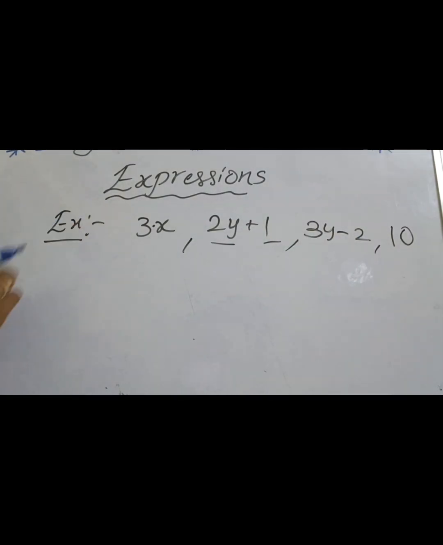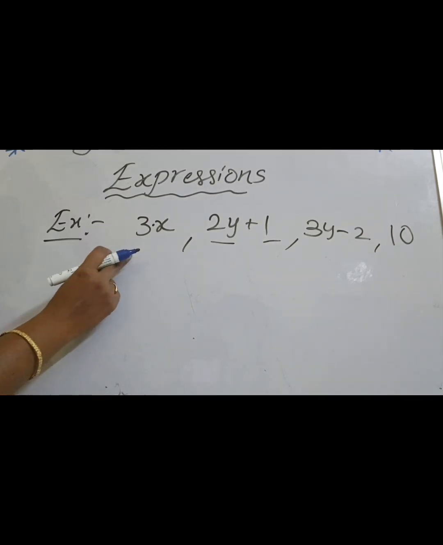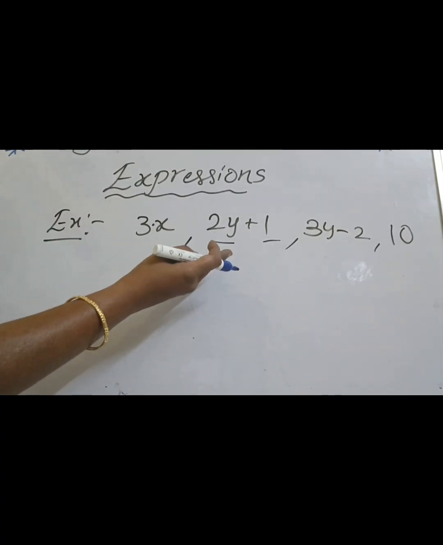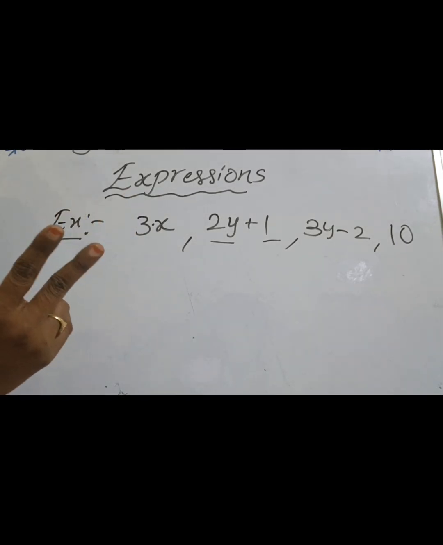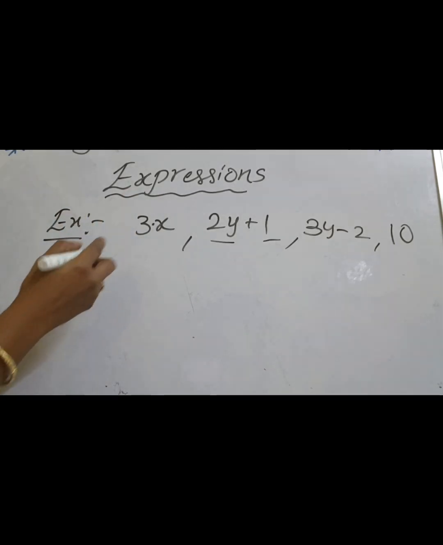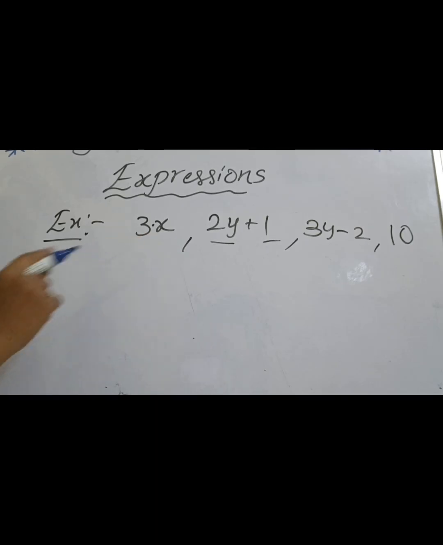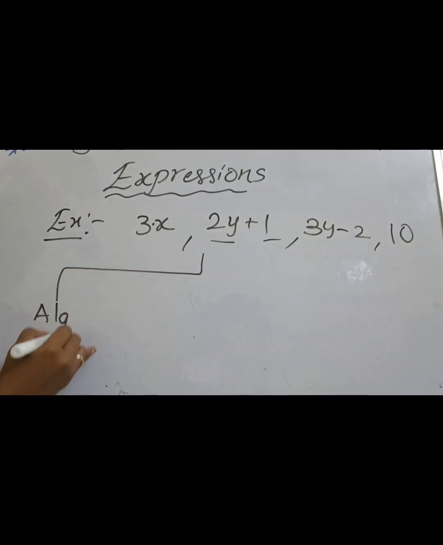Now here, if you see this, it is a combination of variable and numeral. And here also it is a combination of numerals and constant, isn't it? So in this, I told you there are two types, right? Whatever we have with variables and numerals in combination, those are called algebraic expressions. You can say algebraic expressions.